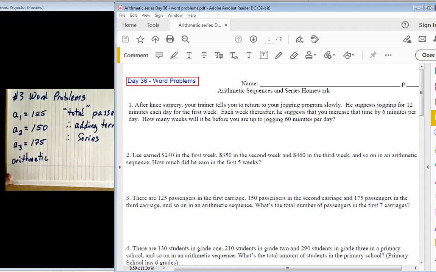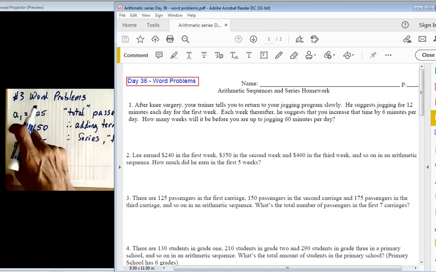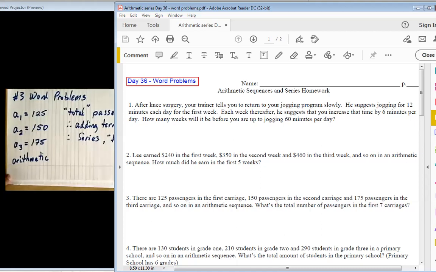How many carriages do we look at? Nice. So a series for the first 7. Okay, so we have some values here that are useful. What does this first 7 represent? What can we do with that? N. Nice. Zoom says N.